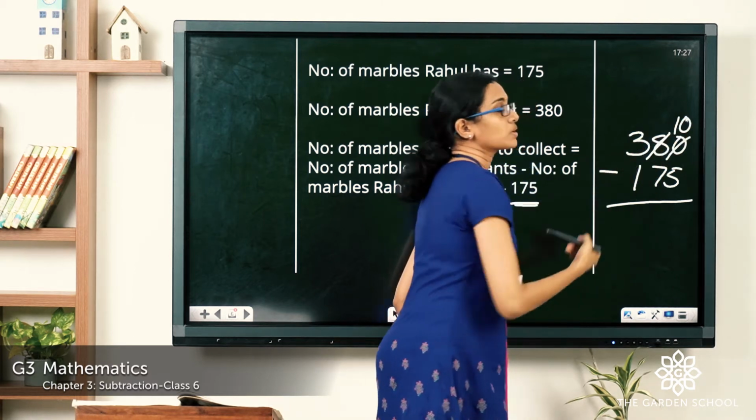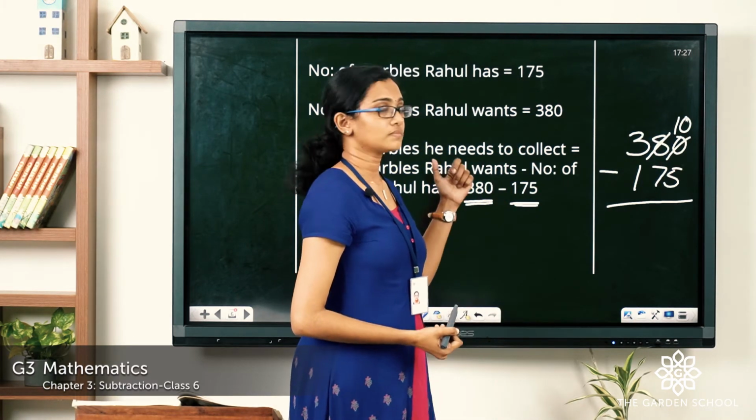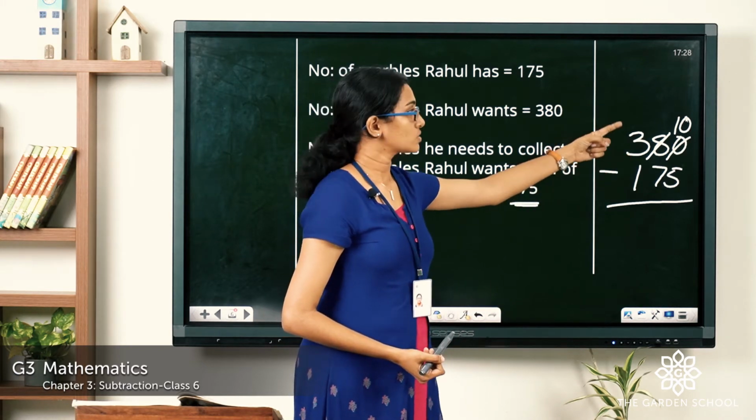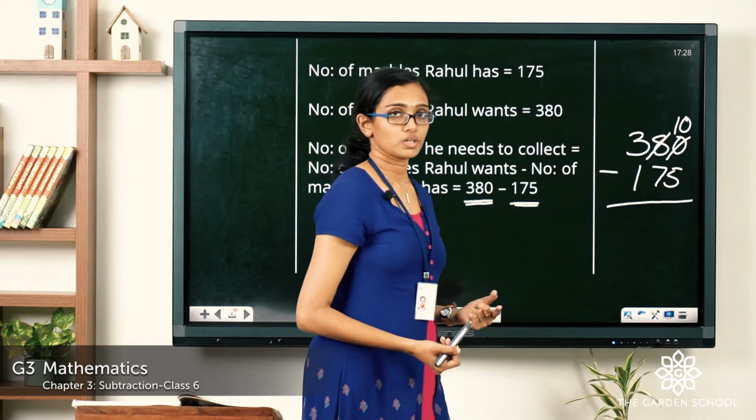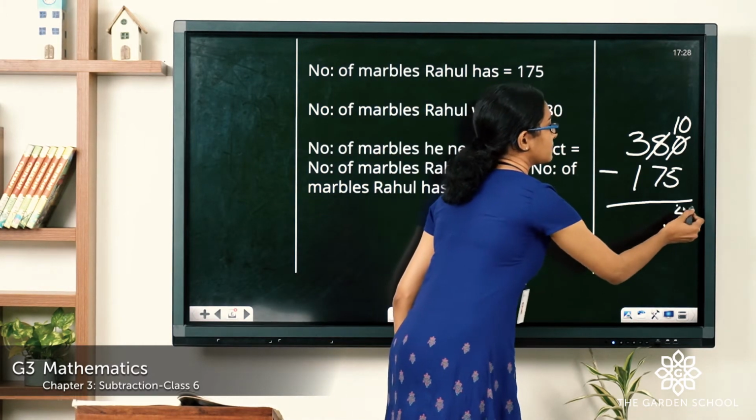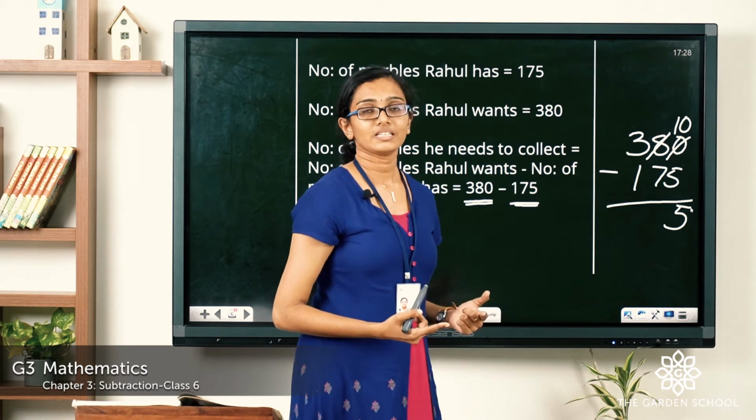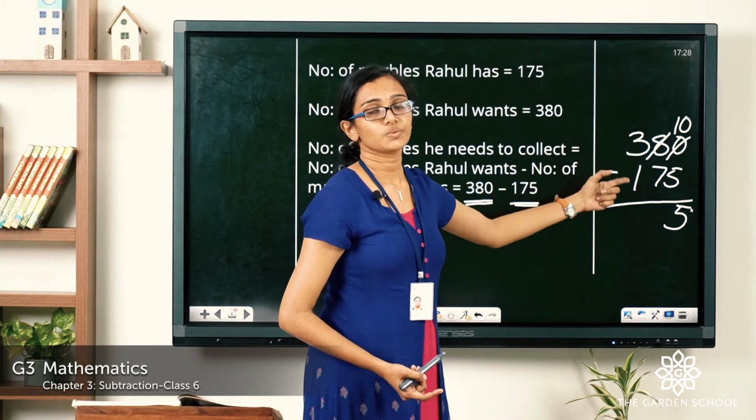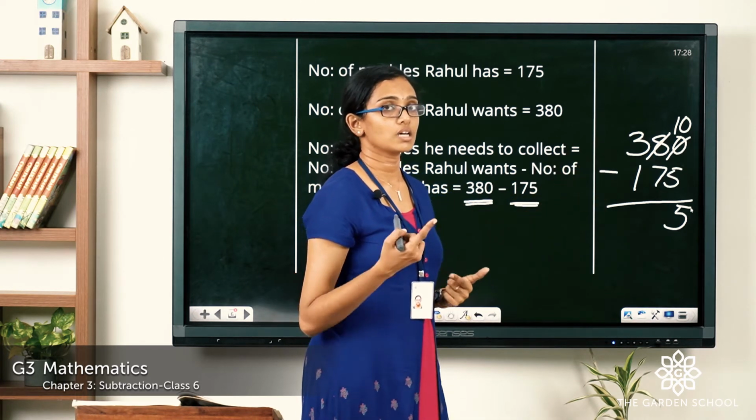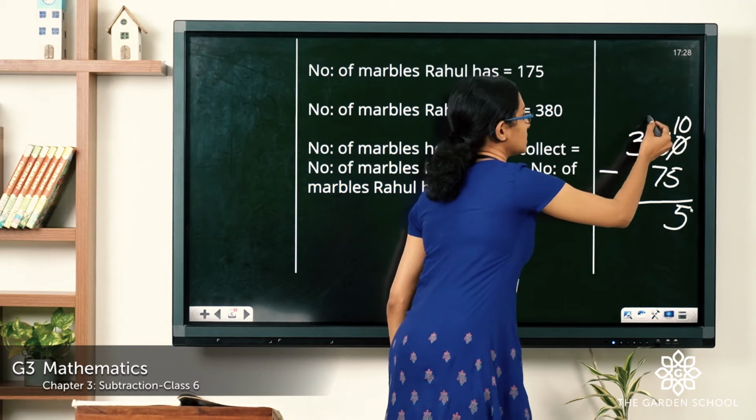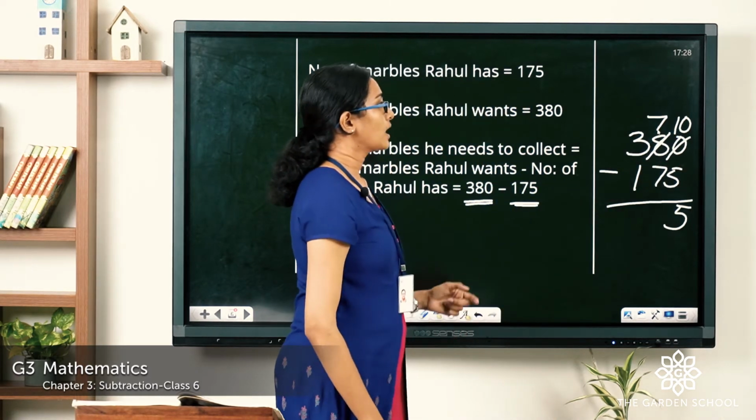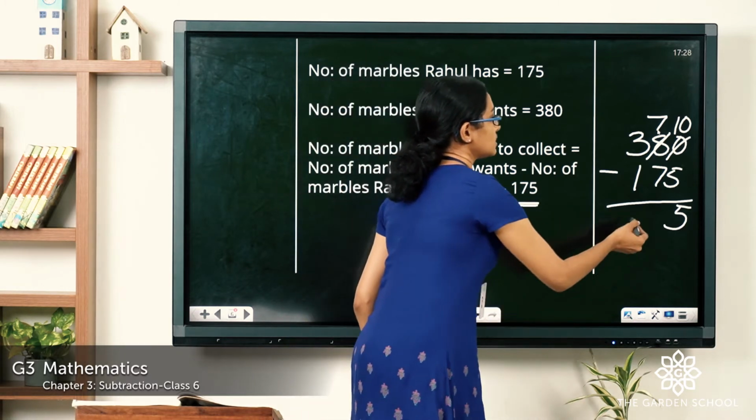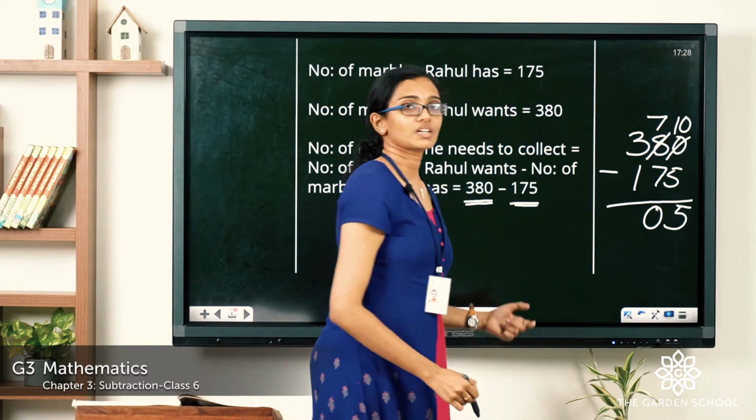So 1 ten, when it comes to the ones place, becomes 10 ones. So in the ones place we have 10 ones now. 10 ones minus 5 ones, what is it? It is 5 ones. Now, since we gave 1 ten from the tens place to the ones place, these 8 tens are reduced to 8 tens minus 1 ten. How much is it? 7 tens. Now we have 7 tens minus 7 tens. So what is 7 minus 7? It is 0.